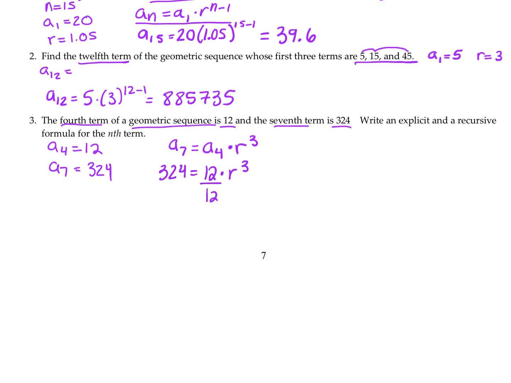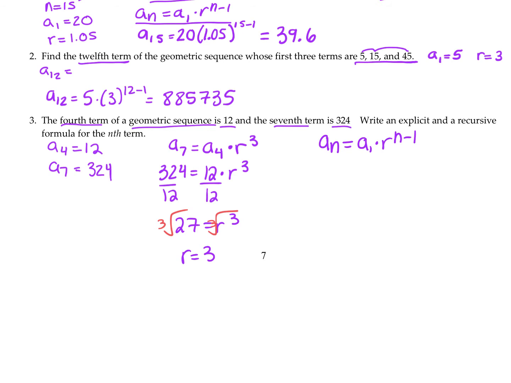So I'm going to divide by 12. And so I know 27 would equal r to the third power. So I'm going to take the cube root of both sides. And so I'll get that my r, or my common ratio, is 3. So given that, I can now find my a1, which is what I want to find next.